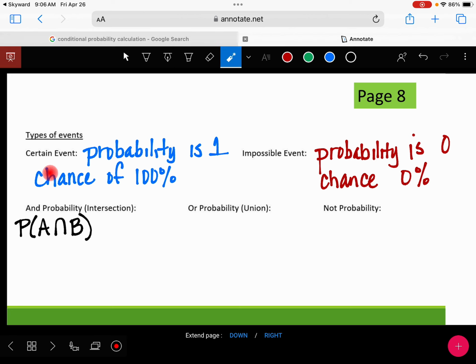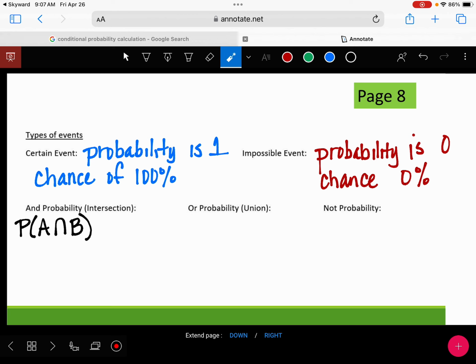If it's a certain event, let's go ahead and write this definition down. A certain event has a probability of 1. That means it's a 100% chance. Something that's not going to change. It's guaranteed. That means the probability is 1. So the probability that I would select a student in this class right now that goes to Pike High School is 100%. That is certain.